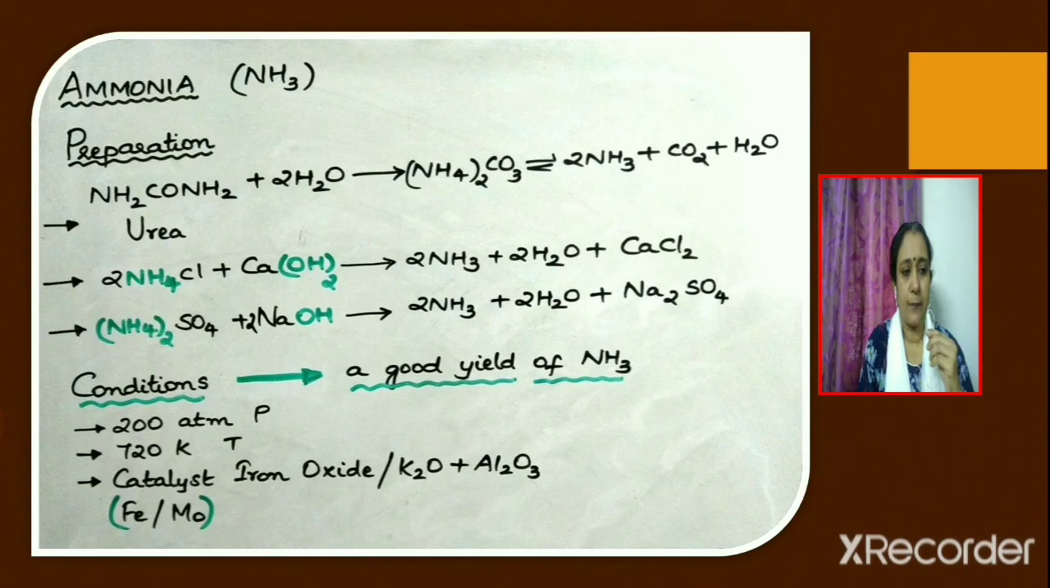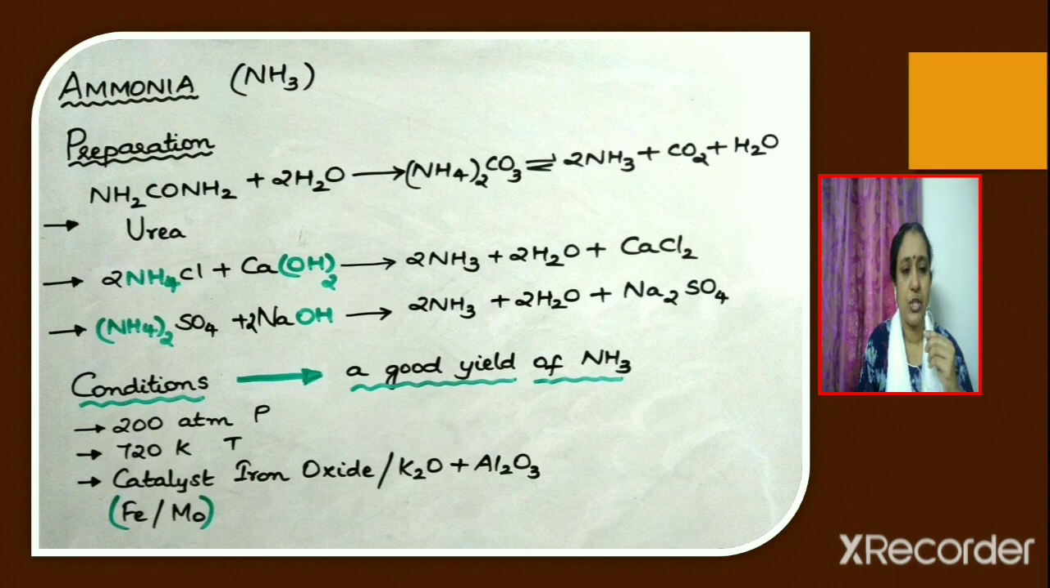Ammonia, NH3. Let us first see the different methods of preparation of ammonia. Ammonia can be prepared by the decomposition of urea. Initially, urea reacts with water. It gets converted into ammonium carbonate, which then gives ammonia, carbon dioxide and water.